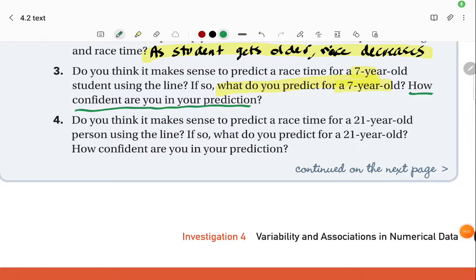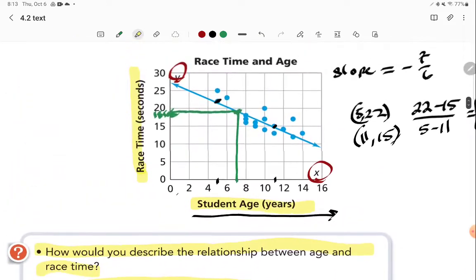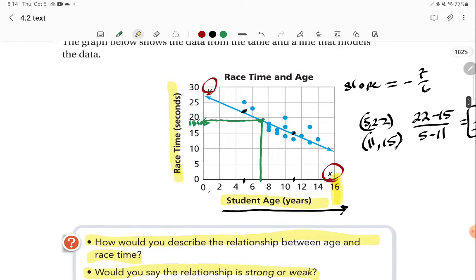And then number 4, do you think it makes sense to predict a race time for a 21-year-old? Now, that's different, right? Because if you think about what happens beyond 16, once you turn 16, that's probably about as fast, 16 to 18, about as fast as you're going to get. Unless you start training for the Olympics, you're not going to get much faster, but that's going to be extremely rare because 0.00001% of people, something like that, actually go to the Olympics. And so it'll be extremely rare for something like that to occur.